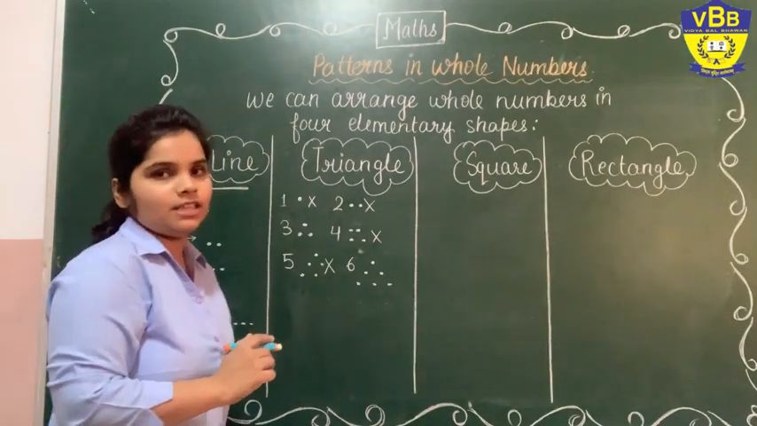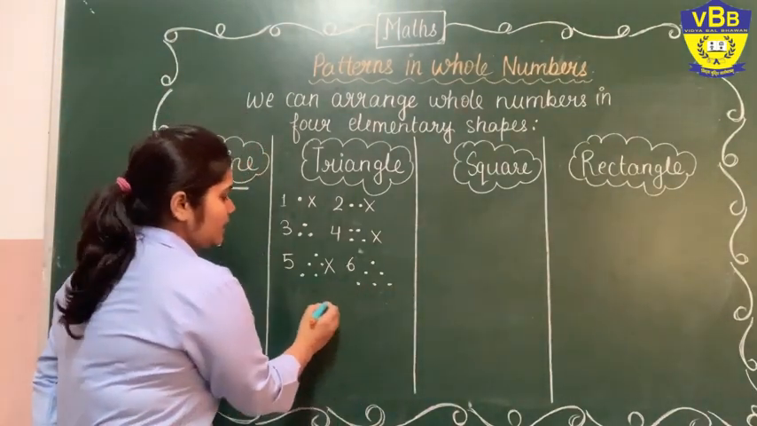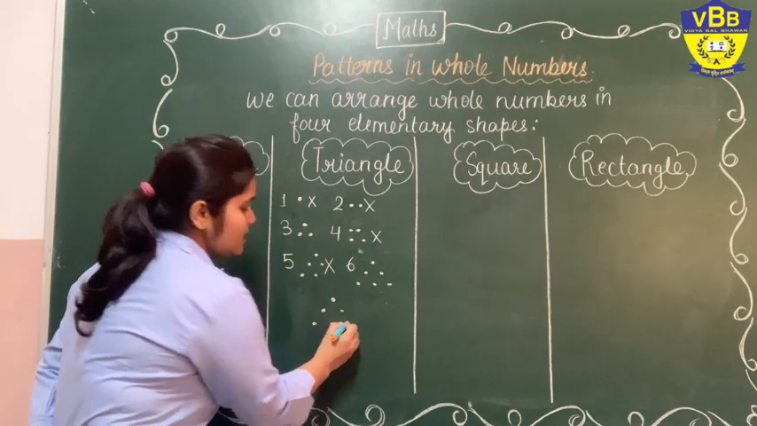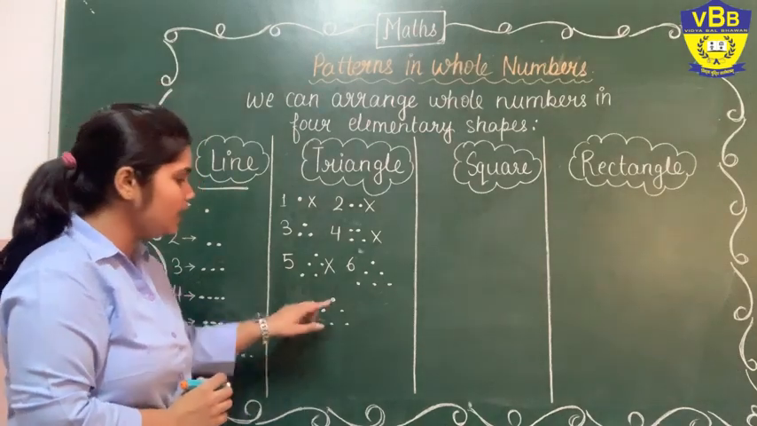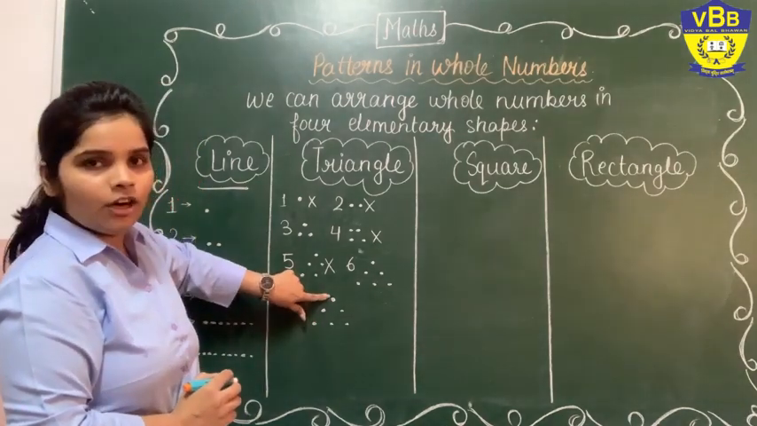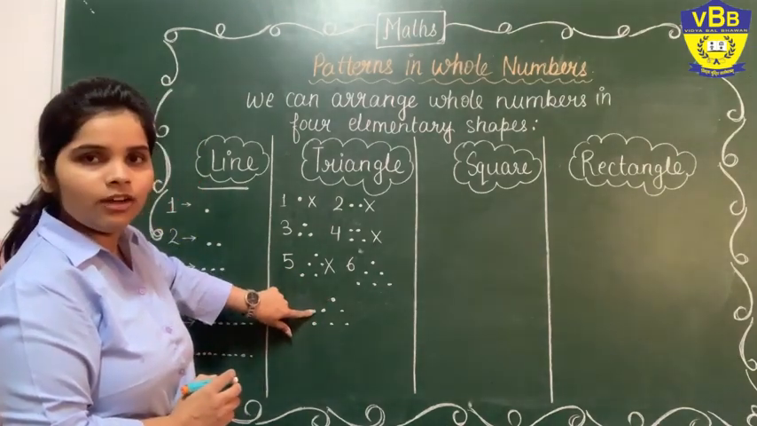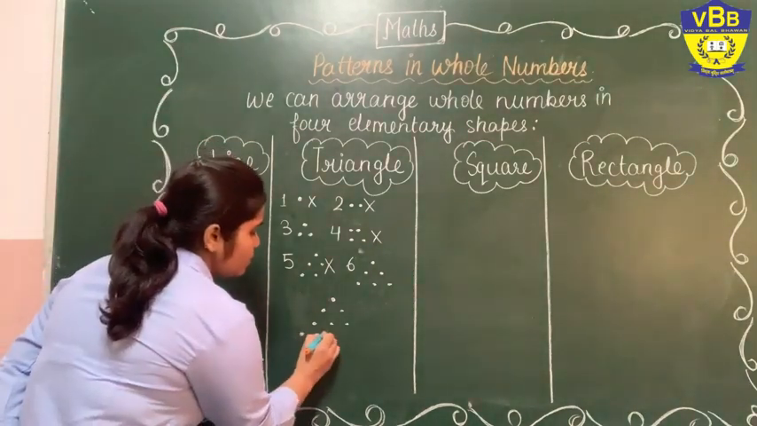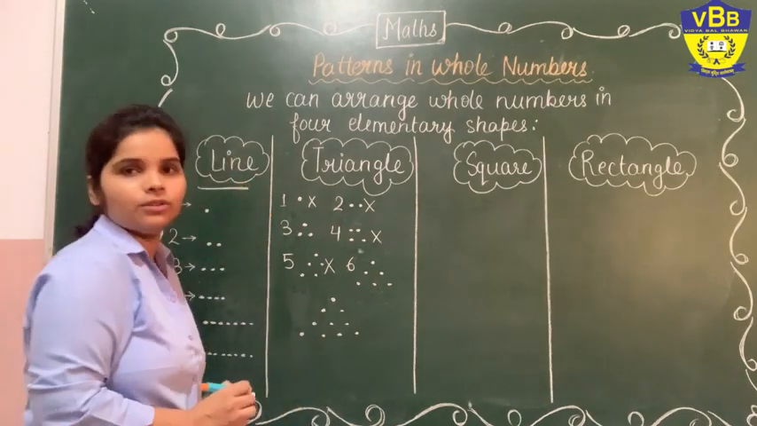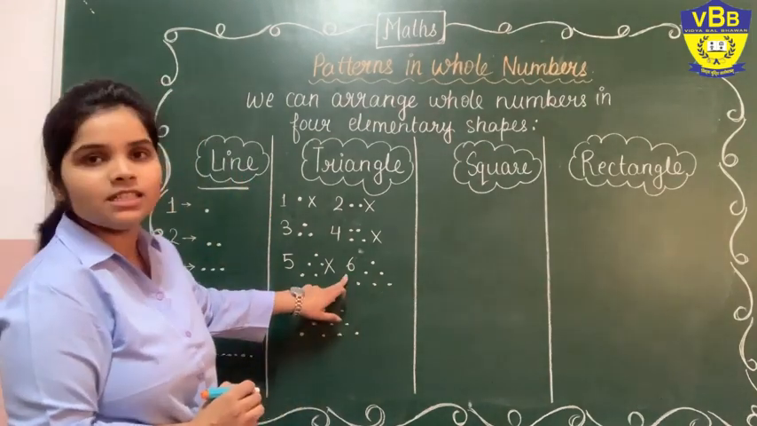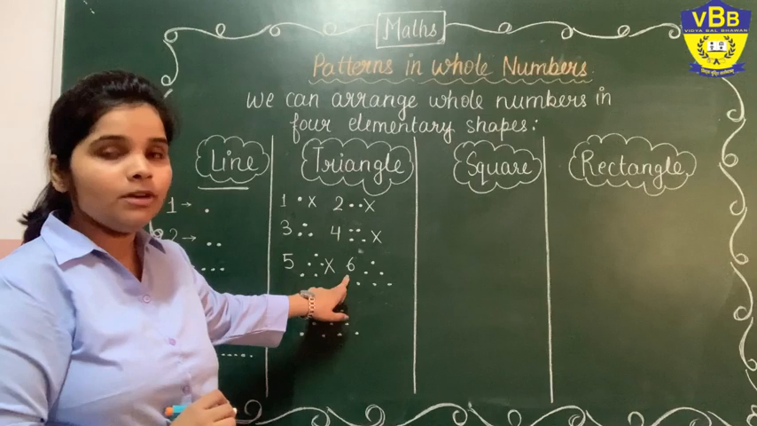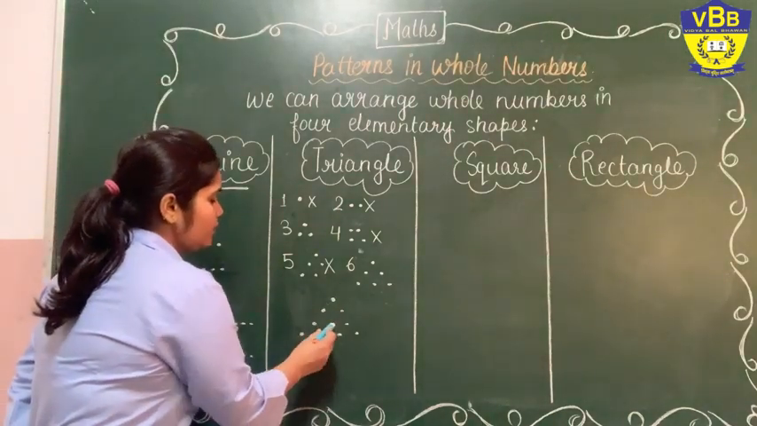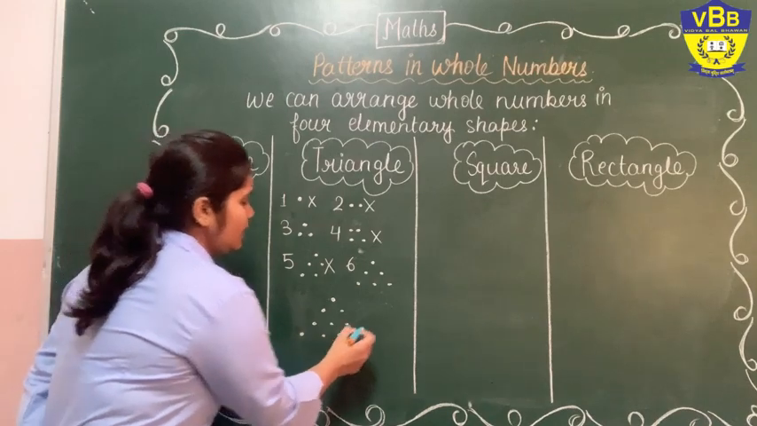Look, after 6, you will find this is 1, 2, 3, 4, 5, 6. After 6, we require 1 dot at the top, 2 dots in the second row, 3 dots in the third row. Now we require 4 dots in the fourth row, yes or no? That means after 6, which whole number will be the next triangular number? 1, 2, 3, 4, 5, 6, 7, 8, 9, 10. It will be 10.